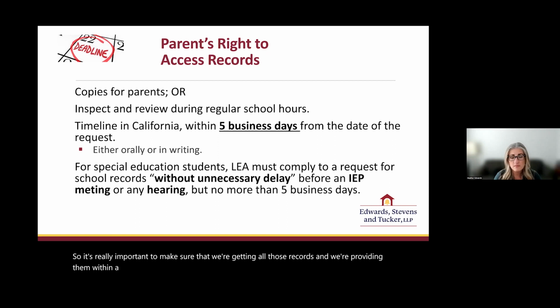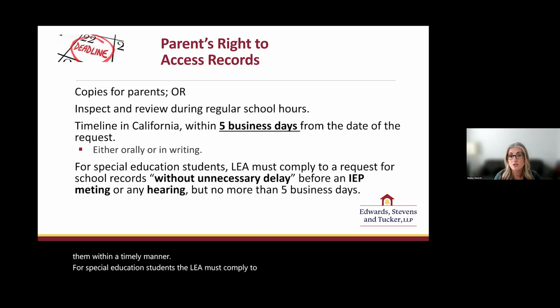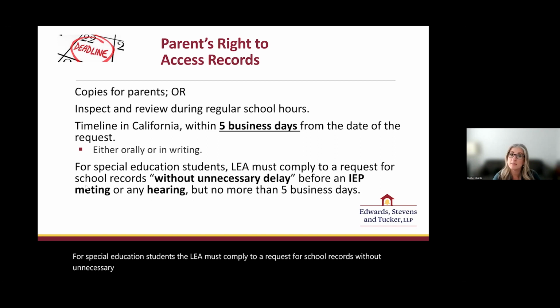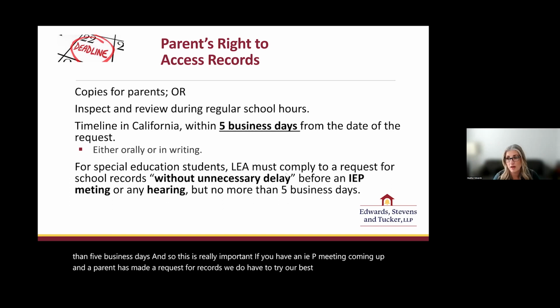So it's really important to make sure that we're getting all those records and we're providing them within a timely manner. For special education students, the LEA must comply with a request for school records without unnecessary delay before an IEP team meeting or any due process hearing, but in no case more than 5 business days. And so this is really important. If you have an IEP meeting coming up and a parent has made a request for records, we do have to try our best to get them those records prior to the IEP meeting, but again, in no case more than 5 business days.